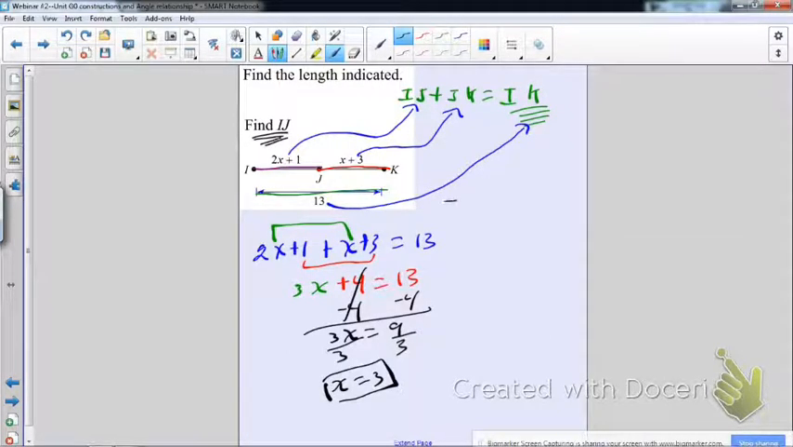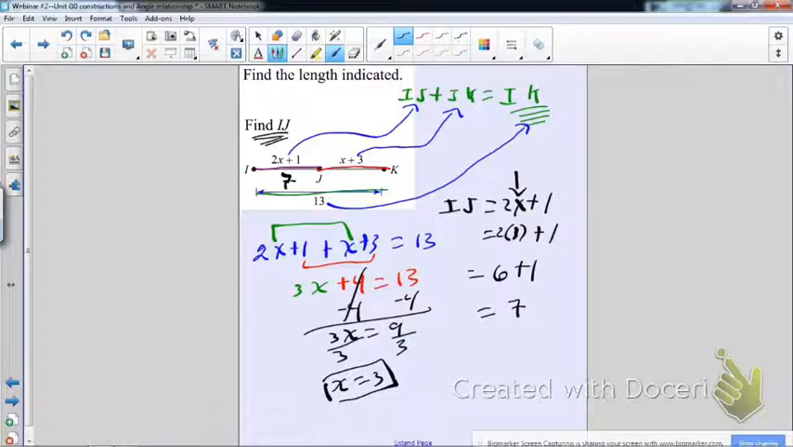The length of IJ is 2x plus 1, so all I have to do now is substitute x. I get 2 times 3 plus 1, which is 6 plus 1, which is equal to 7. So this here is 7 units. I could also ask you what the line segment JK is. Remember, you substitute it in, and it should be 6, right? Because 3 plus 3 gives you 6 units. 7 plus 6 gives you the 13 units that we were looking for.